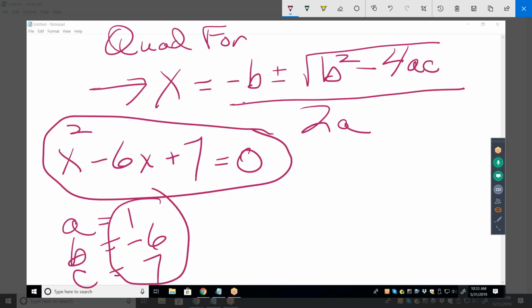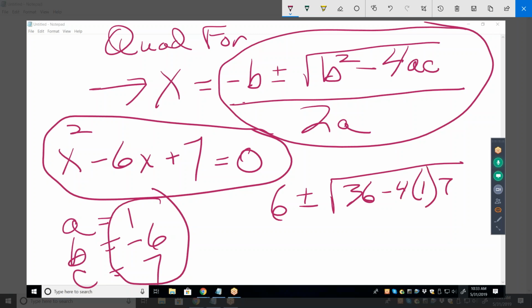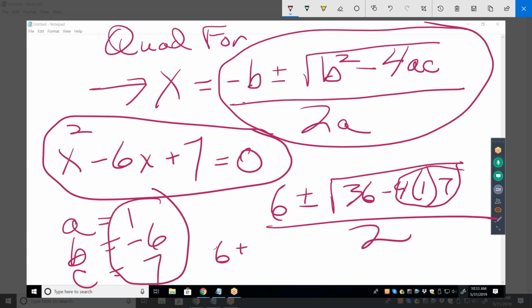Plug each of those into this formula and you'll come up with the zeros of that quadratic. In other words, it would be positive 6 plus or minus the square root of 36 minus 4 times 1 times 7. I recommend doing it this way. All over 2. Now solve that part, which is 28. So we have 36 minus 28. So now we have 6 plus or minus the square root of 8 all over 2.